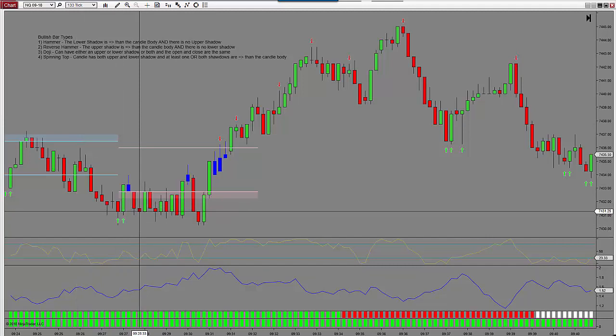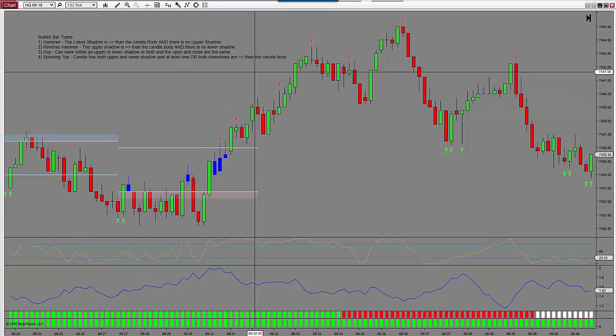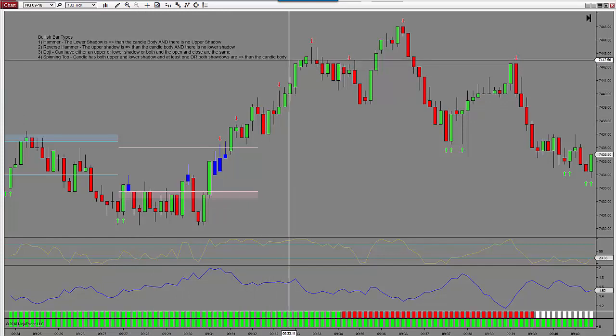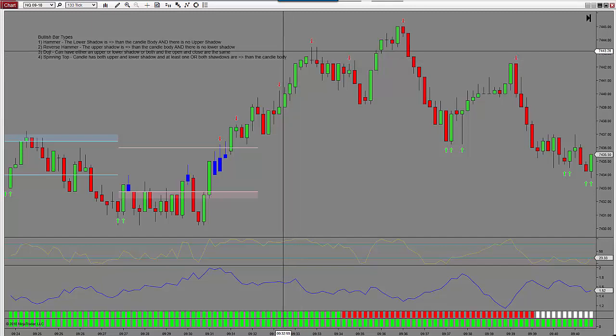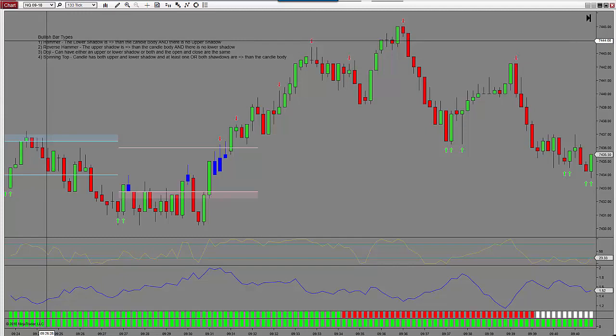Now, gang, if you go to Google, you may find different definitions for these. Frankly, there are places that you aren't going to find definitions. They're just going to say a hammer has a large lower shadow. Well, that doesn't serve my purposes. I need to have an objective way to identify everything that I do, and so that's what I've done here.